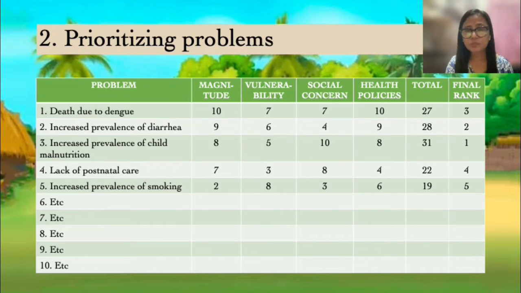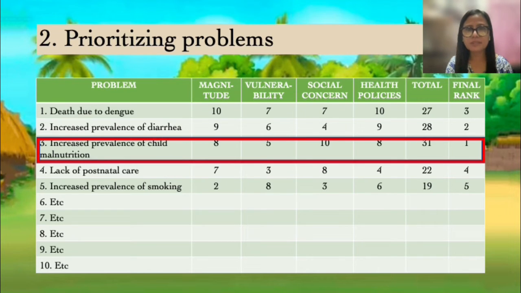From each person, we then get the sum of each problem. Then we get the grand total of the ranks given by all the people present. Then we do the final ranking. From this, we can see that problem number 3 garnered the top rank.